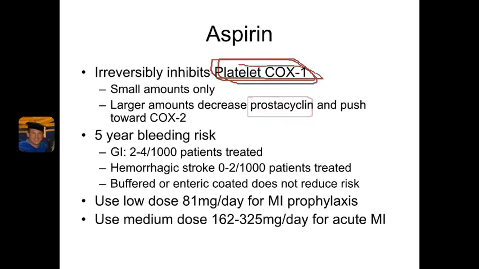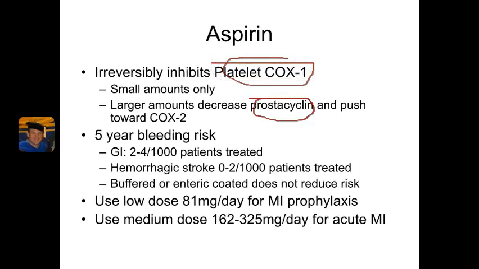So this selective inhibition of platelet COX-1 is what causes the therapeutic reduction of clotting. If you use large doses, then you're going to inhibit both the platelet COX and prostacyclin production by the endothelium, and then you're going to push the patient toward more clotting.